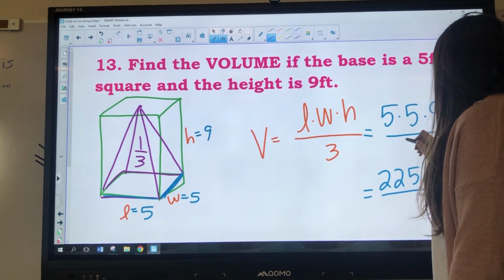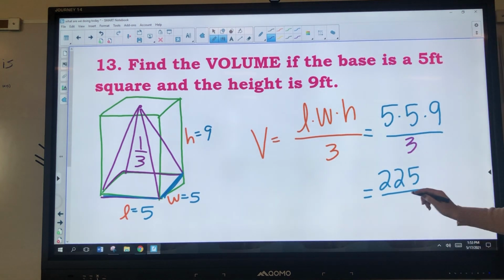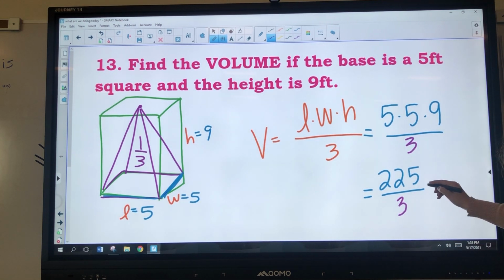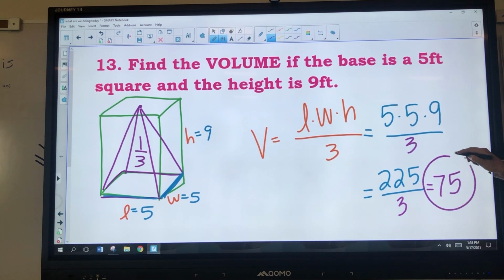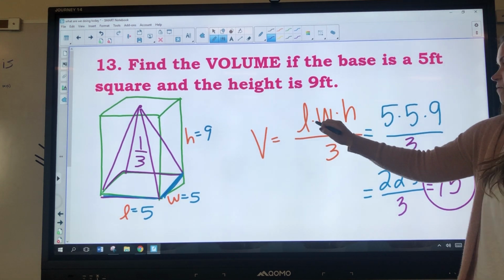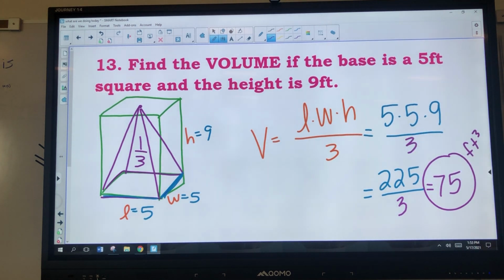And then you're dividing that by 3 because you only want the pyramid. Oh no, it's 75. And there's no pi, this is not a circle. It's just 1/3 of the box, length times width times height, divided by 3. The volume is 75. Technically it's feet cubed because feet times feet times feet.